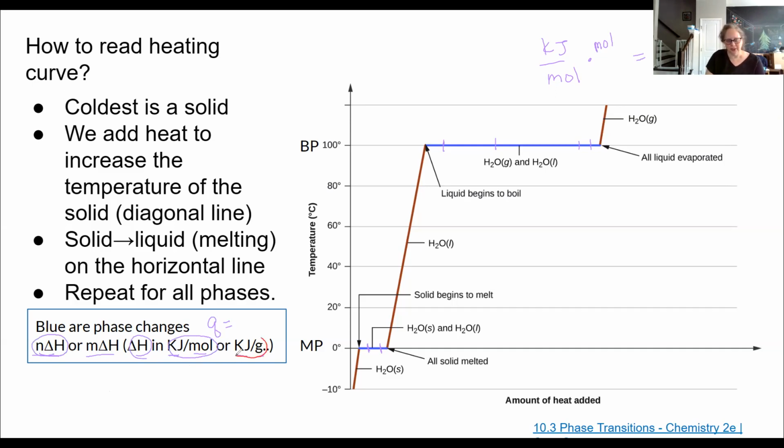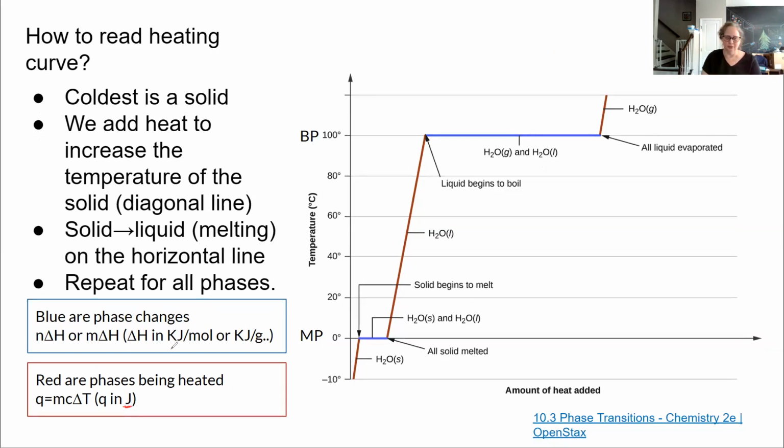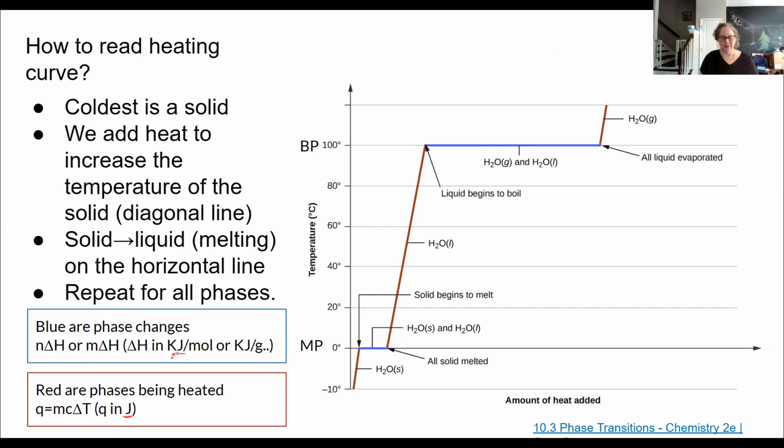If your units are kilojoules per gram, you're going to multiply by the grams, but it's still going to give you your Q, your heat at the end. So you can still calculate your Q, just be aware of your units. What if we want to calculate the Q on the diagonal lines? That's what we've already been doing, your mCΔT equation. In this case, the Q is going to be in joules, where in the flat areas, it's usually in kilojoules. So if you have to add them together, make sure your units match.